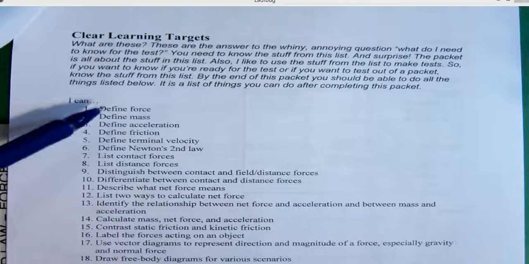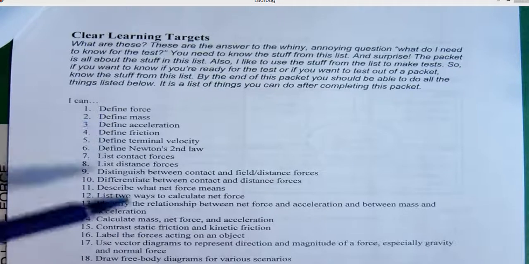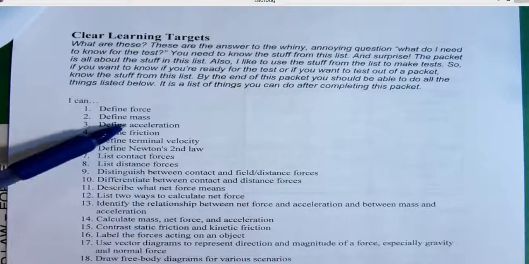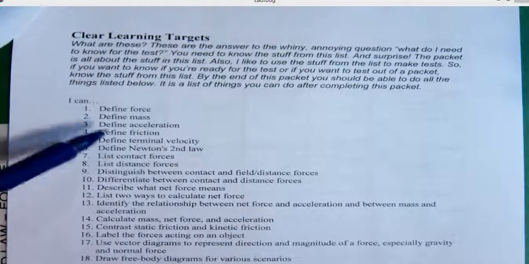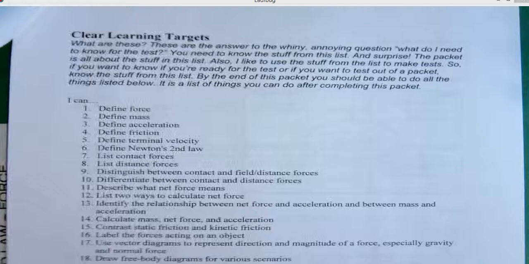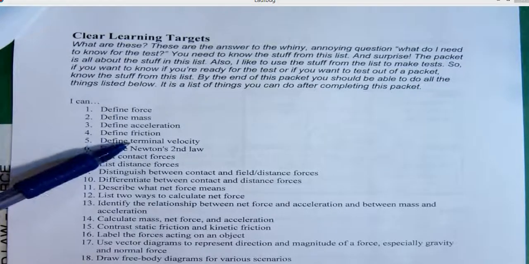So if an object's going 10 miles an hour for an extended period of time, well, it has no acceleration, right? Because it's not changing in speed, right? So friction is essentially like drag. Terminal velocity. This is one that only a few people know, so I wanted to talk about that one.